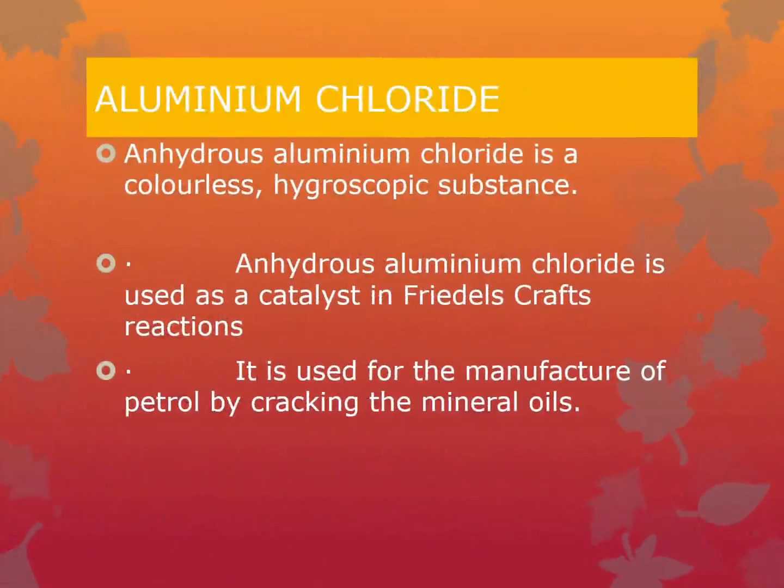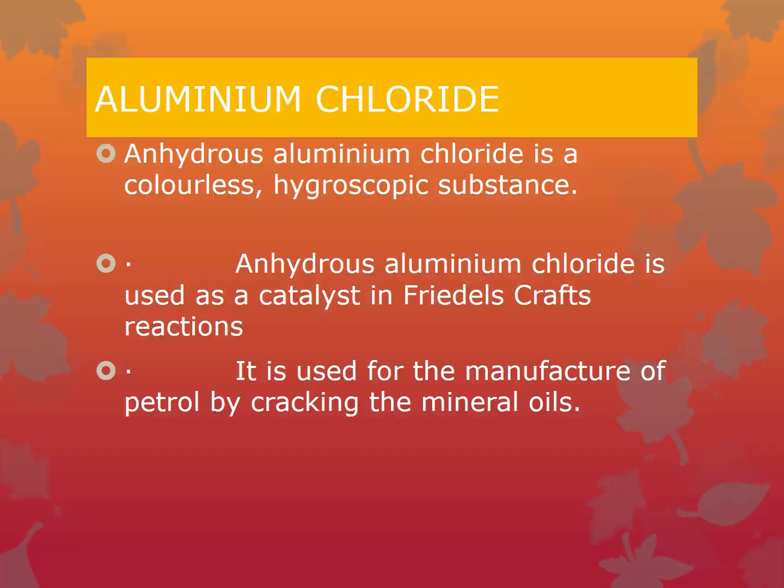Next, aluminium chloride. This is anhydrous aluminium chloride. It is used as a catalyst in Friedel-Crafts reaction, and in the MCFE process also. We can obtain aluminium chloride by heating the mixture of alumina and coke in the presence of chlorine.